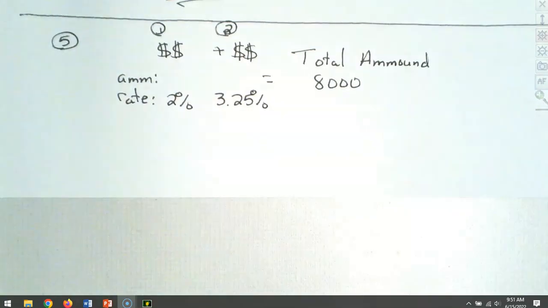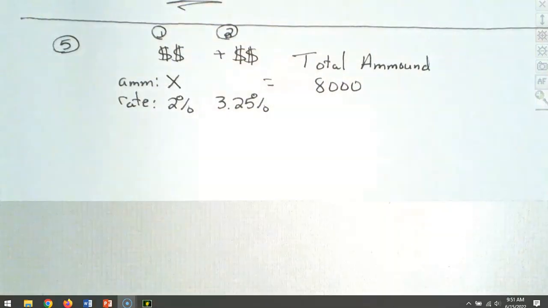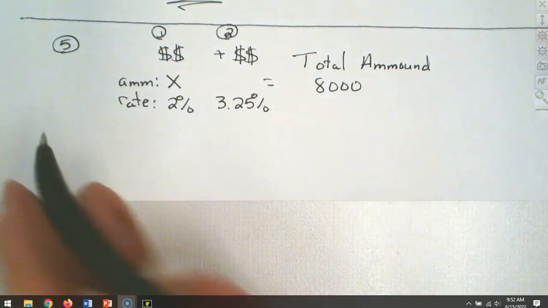Everyone okay with that so far? Now, once you've gotten to this point, we need to figure out the amounts. So let's start with the 2%. Do I know how much money I've got at 2% interest? No. So that means I have to use an X to represent that, don't I? What about the 3.25%? Do I know how much is in there? No, I still don't, do I? But I can't just use the X again. So I need something different.